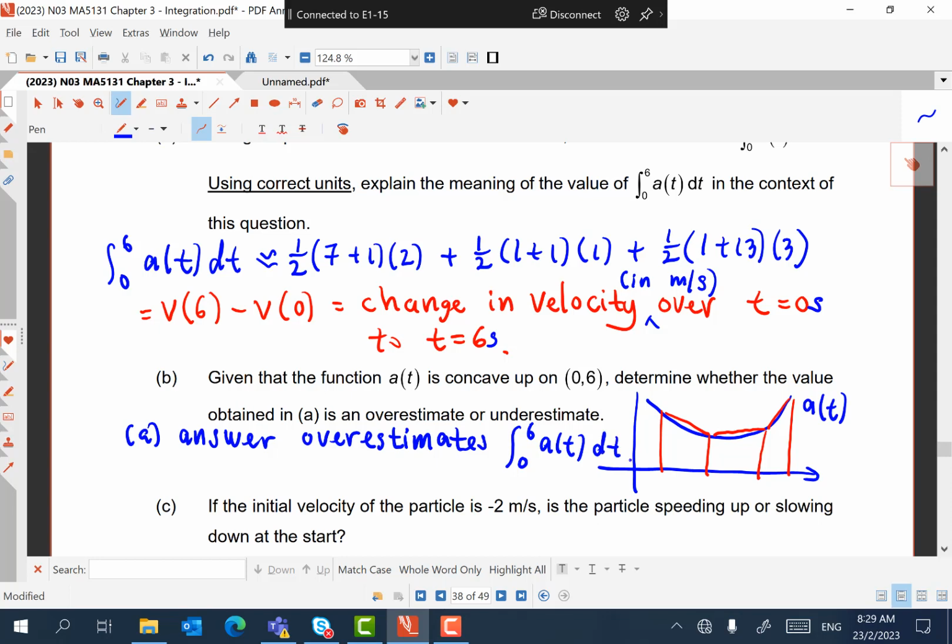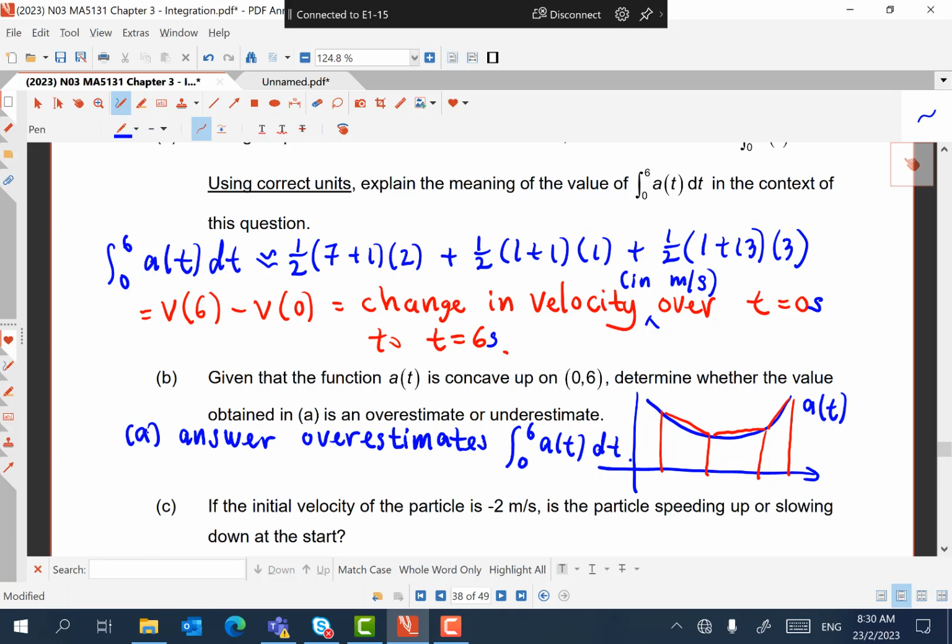I want to make this remark. In the AP exam, such a question does appear. They will just say, does your method over or underestimate? They don't even tell you if it is concave up or down. For such a question, you have to carry out an investigation to check if it is concave up or down. After that, you will say it overestimates because the graph is concave up.